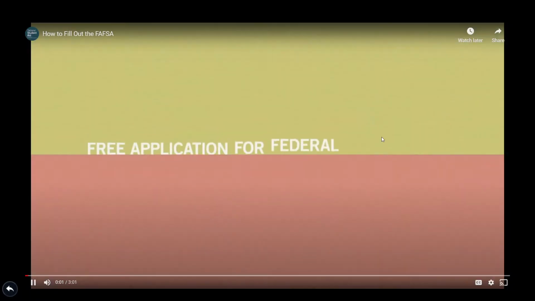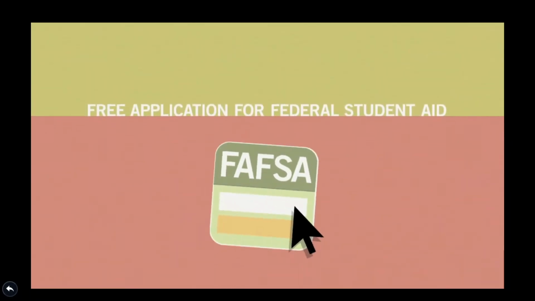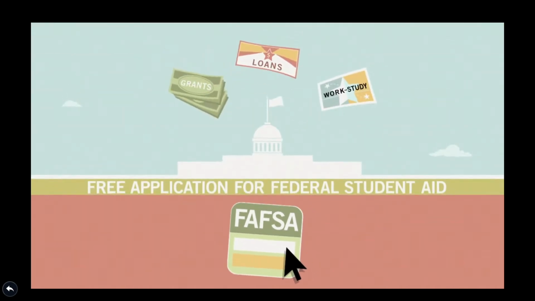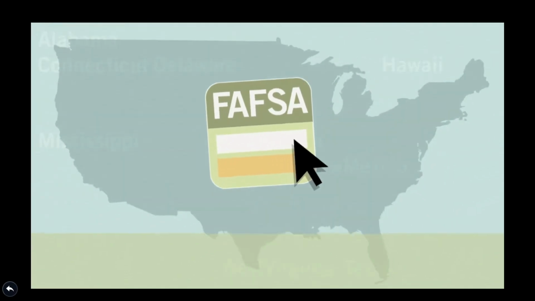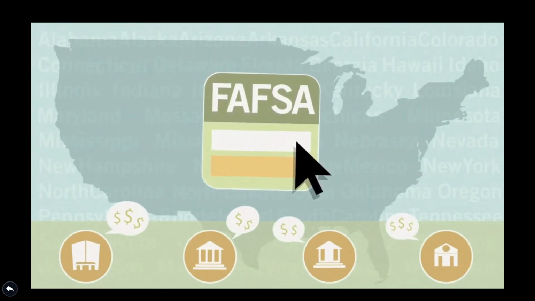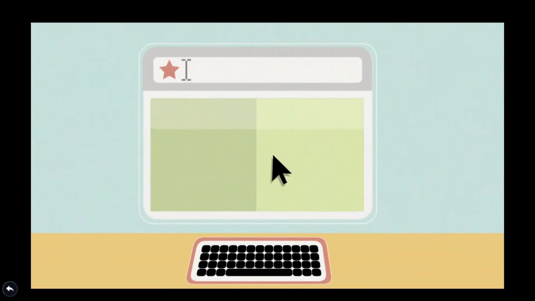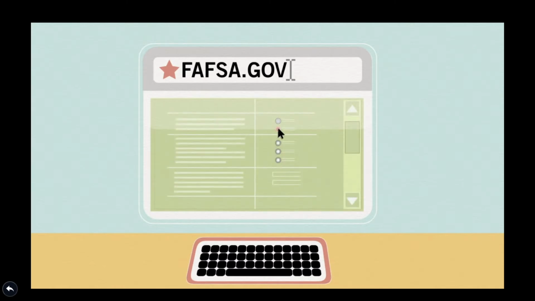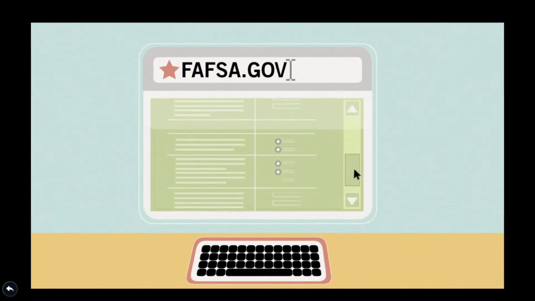The Free Application for Federal Student Aid, or FAFSA, is the application for grants, loans, and work-study funds provided by the federal government. It is also used by many states and schools for their financial aid programs. For the fastest and easiest way to apply, visit our official website, FAFSA.gov. The FAFSA is available in English and Spanish. As you fill it out online, you'll be able to automatically skip questions that don't pertain to you, check out your status immediately, and get online help.